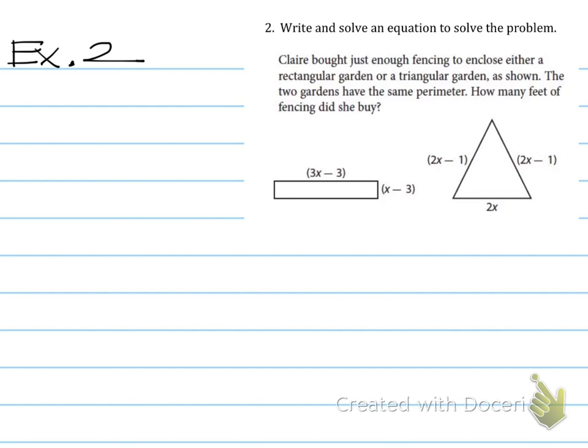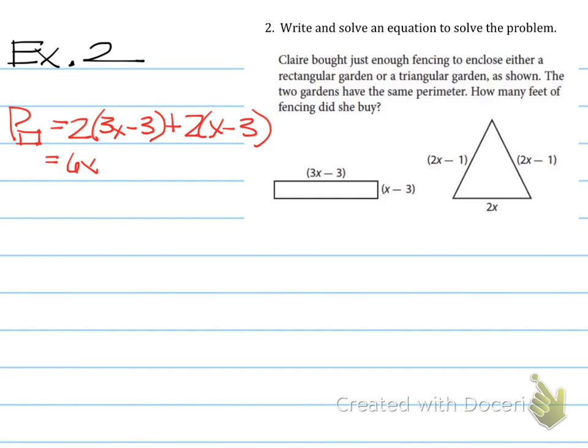All right, next, it says Clarify bought just enough fencing to enclose either a rectangular garden or a triangular garden as shown. The two gardens have the same perimeter. How many feet of fencing did she buy? So we want to write 2 expressions, one for each of those perimeters. So let's start with the rectangle. Again, the perimeter of the rectangle is 2 times the width plus 2 times the length. The width, as they give us in the figure, is 3x minus 3, so 2 times that quantity. The length is x minus 3, so 2 times that quantity.